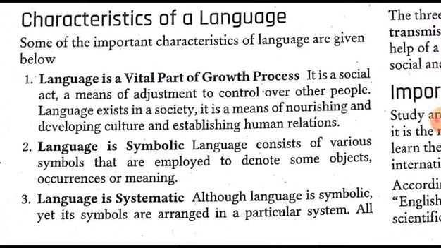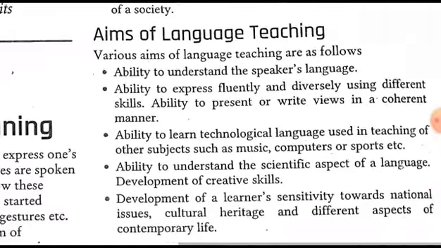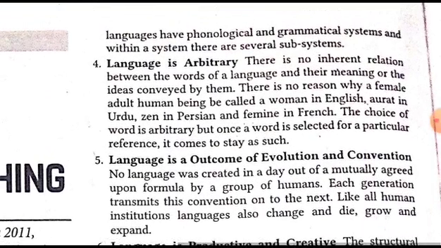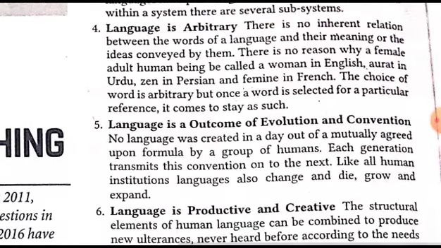Language is systematic. Although language is symbolic, yet its symbols are arranged in a particular system. All languages have phonological and grammatical systems, and within a system there are several subsystems. Language is arbitrary. There is no inherent relation between the words of a language and their meaning or the ideas conveyed by them. There is no reason why a female adult human being should be called a woman in English, Aurat in Urdu, Zan in Persian, and Femme in French.